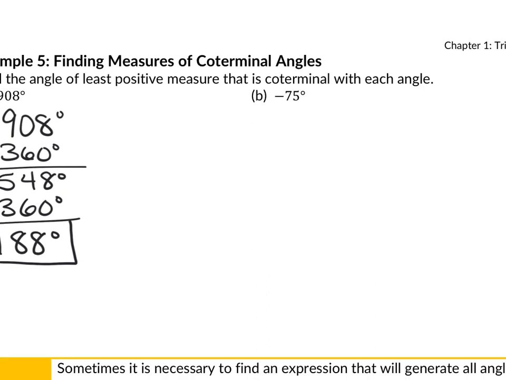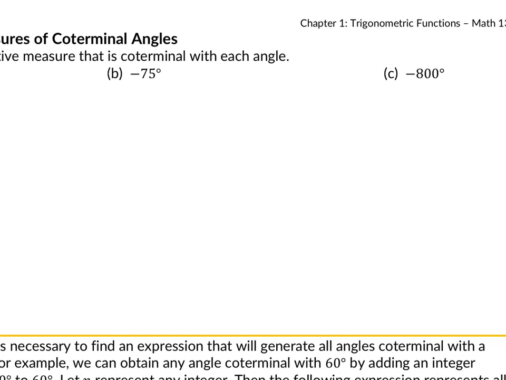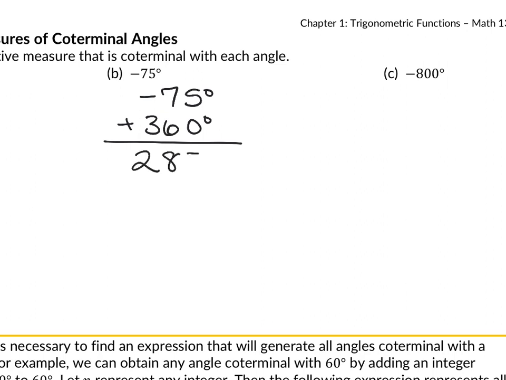Okay, part B and part C are both negative. So if we want the least positive coterminal angle, what should we do with negative 75 degrees? Add 360 because we want to go a revolution towards the positive numbers. So negative 75 plus 360 is 285 degrees. So that is the least possible positive coterminal angle. Bonus question, what quadrant would that be in?